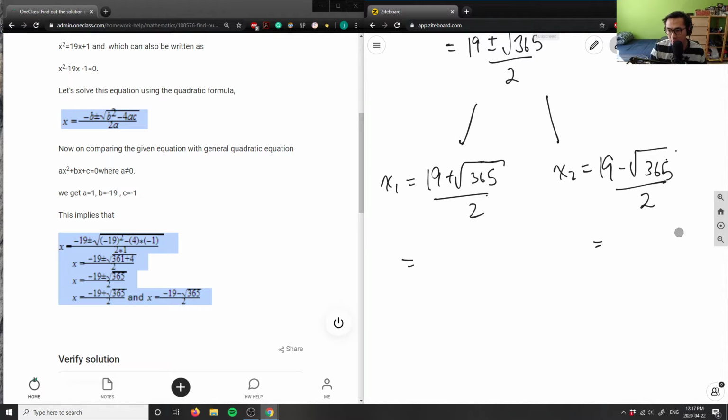So let me give you a decimal for this one here. But these two are my solutions. This is 19 plus root 365 over 2. So this value would be 19.05. And this one here would be 19 minus root 365 over 2, which would be negative 0.0525 here. So these two will be my solutions.